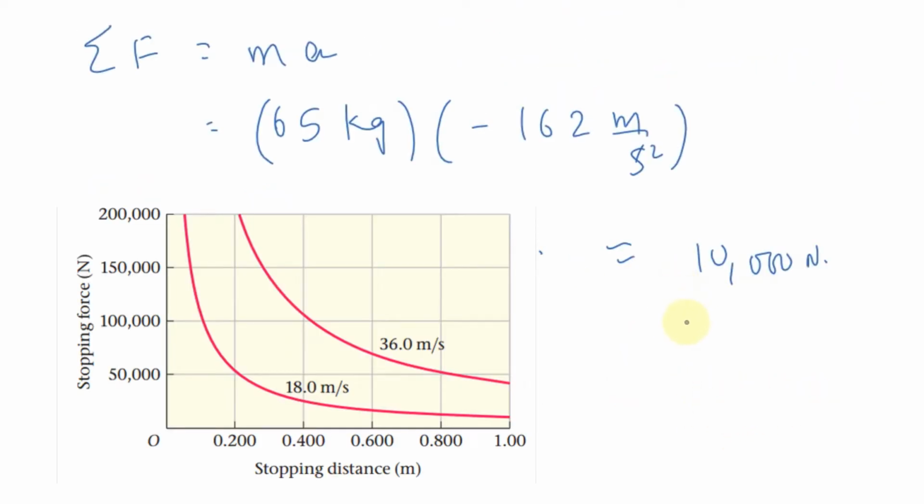And if you see this graph, we can compare the results. Here the body was traveling with 18 meters per second and the speed was reduced to 0 within 1 meter, and if you see the required force, it is about 10,000, and the same value we have obtained numerically. So we can compare with the graph also.